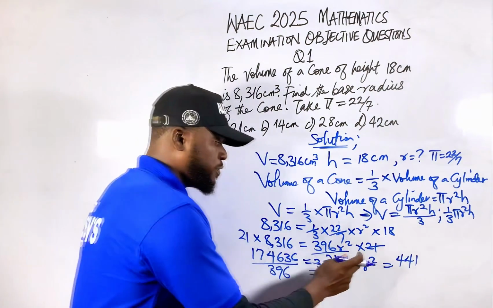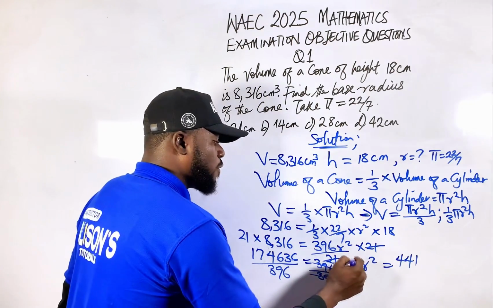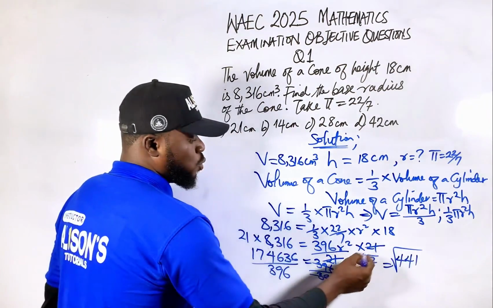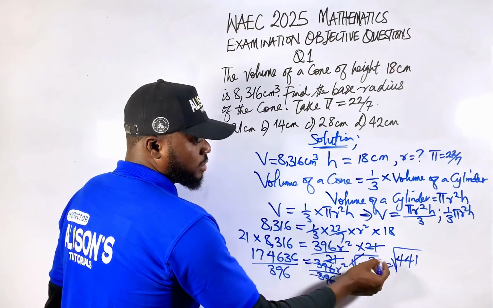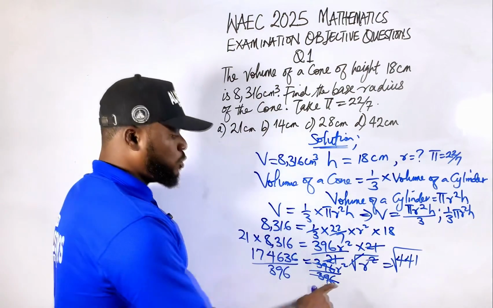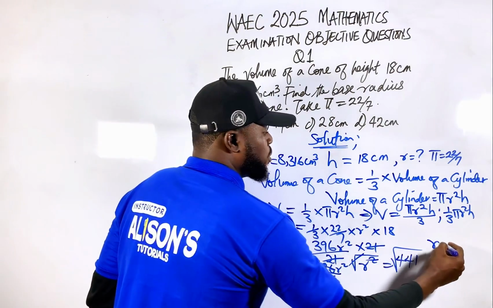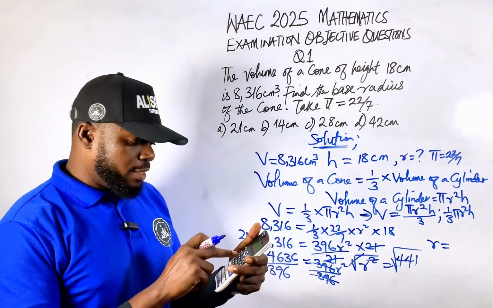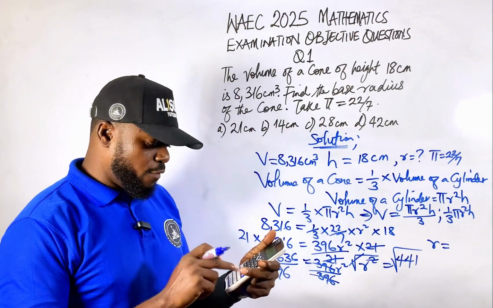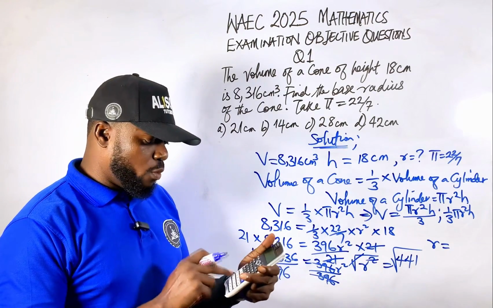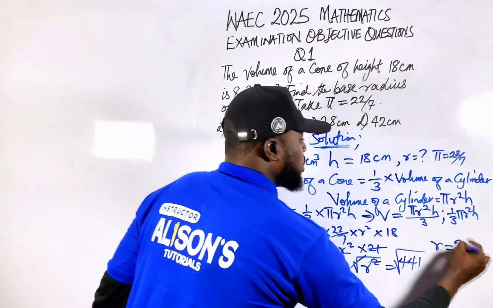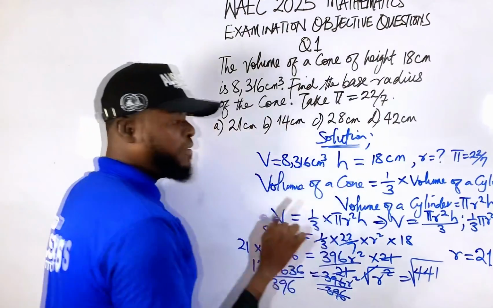How do I remove this square? You can take the square root of both sides. Apply square root to both sides of the equation like this, so that the square root and square cancel out. What remains is r. r will be equal to the square root of 441. Square root of 441 gives me 21. I will leave it like that.